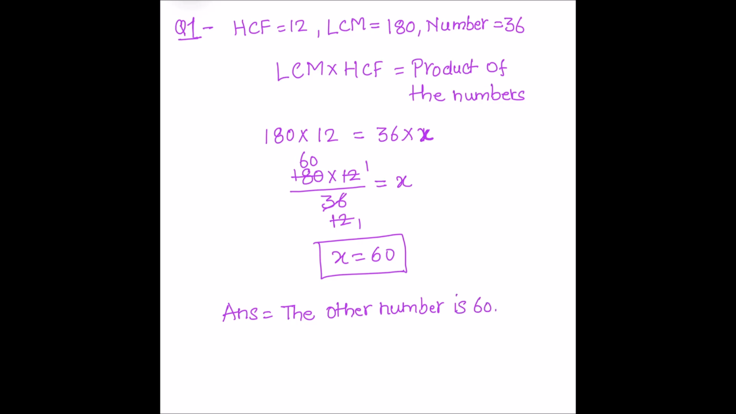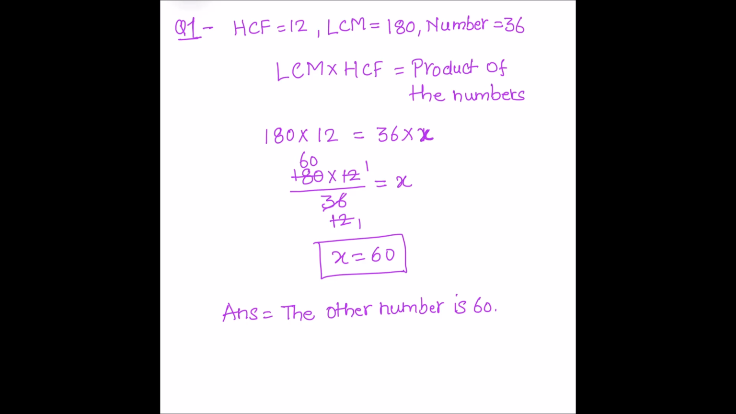We can even verify using the two numbers. We have 36 and 60 as two numbers. And if we find the HCF of the two numbers, we should get 12 as the answer. Or if we find the LCM of the two numbers, we should get 180 as the answer. We can verify the answer using this method.